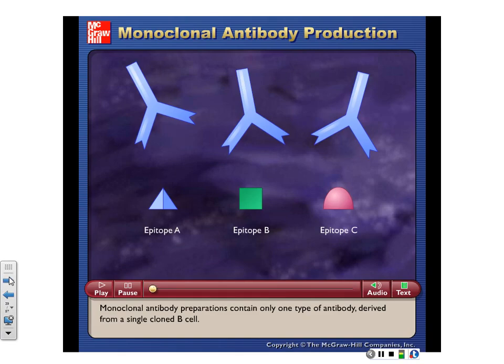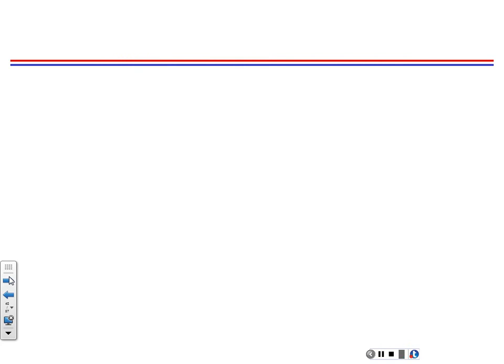So we're going to skip this because it's pretty much talking about how these antibodies will attach to these different epitopes, right? So you can watch this on your own. So we watched the important ones.